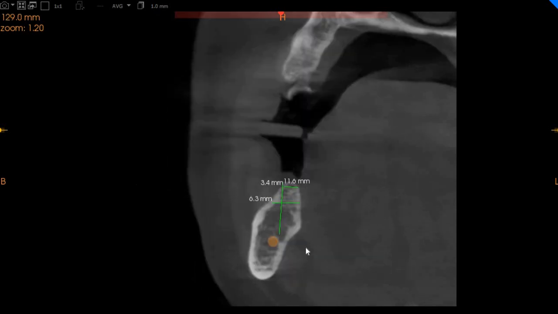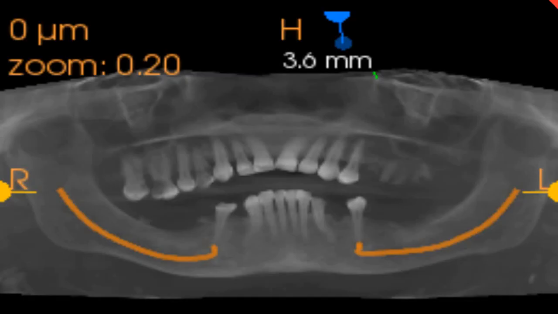And this is the region of the lower left 6. We've got 3 millimeters at the crest, 6 at the mid crest level, and 11 of height. So this is the overall picture that we've shown our doctor.